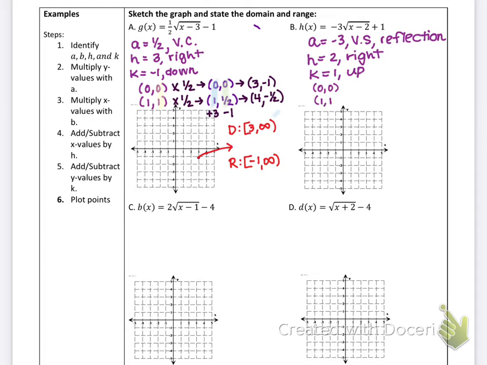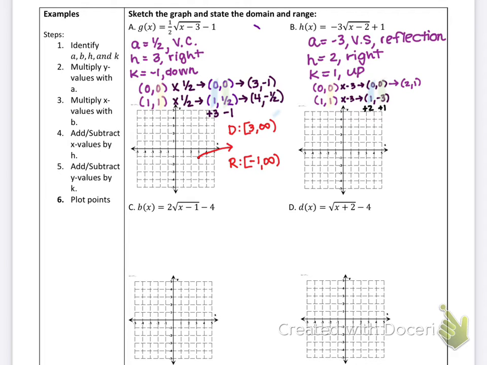So again, if you were doing the Zoom method or the one that we were doing in class, we'd have a reference point of 2, 1, and then we would go up 3, left 1. We go down 3, right 1, because of it being -3. And so we're going to go ahead and multiply the -3 by the y's. So 0, 0 stays the same. 1 times -3 is -3. And then we'll add 2 to the x's and add 1 to the y's.